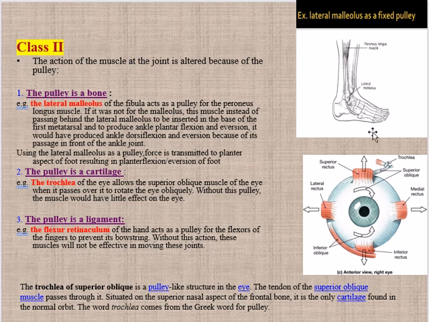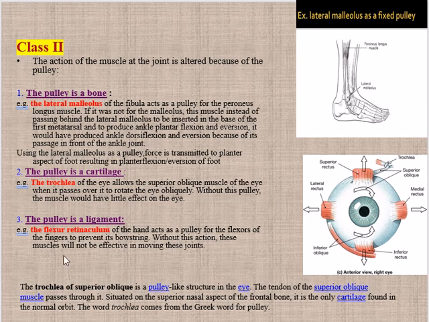Using the lateral malleolus as a pulley, we can say force is transmitted to the plantar aspect of the foot, resulting in plantar flexion and eversion of the foot. When the pulley is a cartilage, for example, the trochlea of the eye allows the superior oblique muscle of the eye, when it passes over it, to rotate the eye obliquely. Without this pulley, the muscle would have little effect on the eye. Superior oblique muscle.